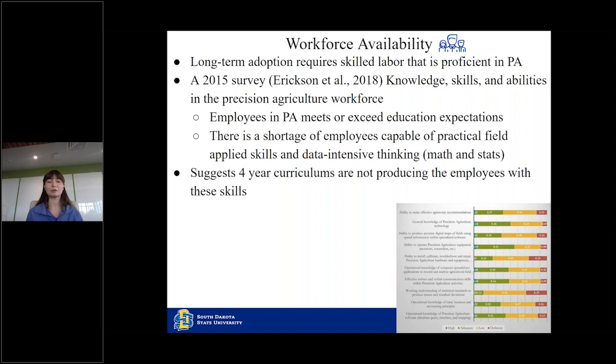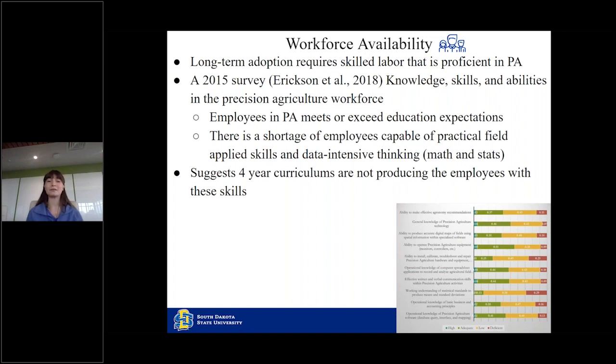So I'm also getting this information from a 2015 survey from the Ericsson 2018 publication called Knowledge, Skills, and Abilities in Precision Agriculture Workforce. And this survey was really interesting because it identified that employees in precision agriculture are really educated. So they are meeting and exceeding education expectations for the industry. But it seems that the industry, so employers, seem to think that there is a shortage of employees that are capable of practical field applied skills and data intensive thinking. So that includes math and statistics.